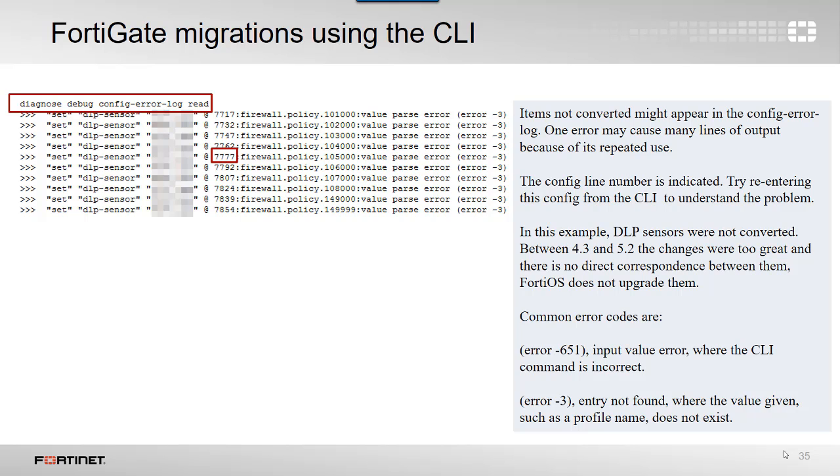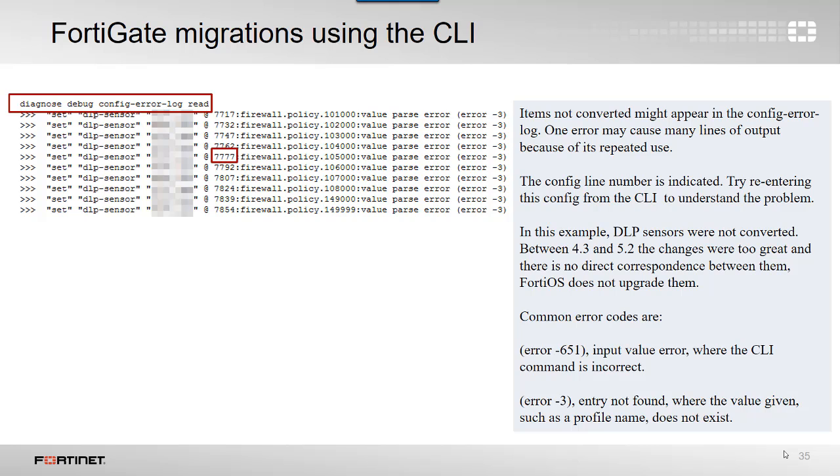So the config error log is basically just showing us the bits that it couldn't pass. In this case, we see a lot of DLP sensor errors, and this is actually a known issue. Here we were going from 4.3 to 5.4, and the changes are so significant that even FortiOS doesn't keep the settings. They're just not copied across.